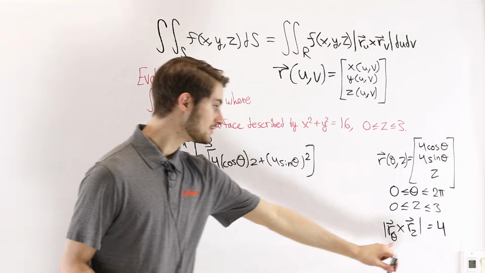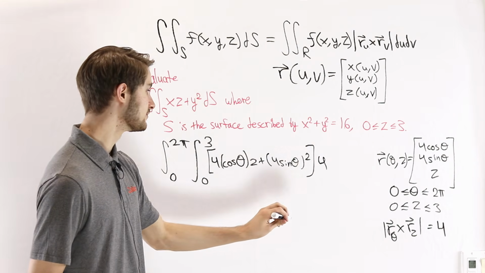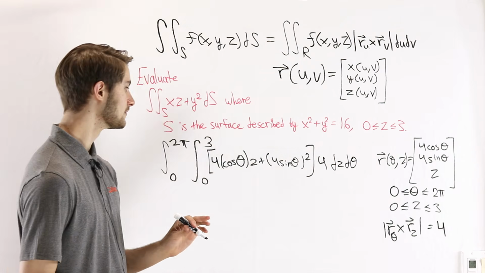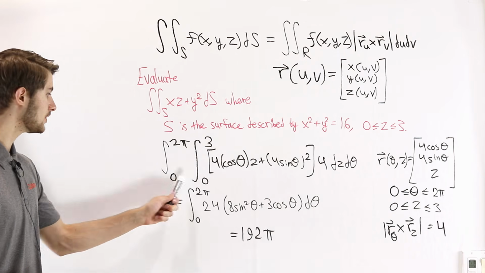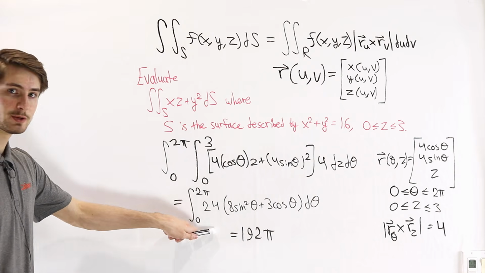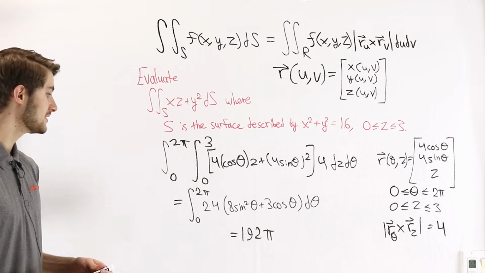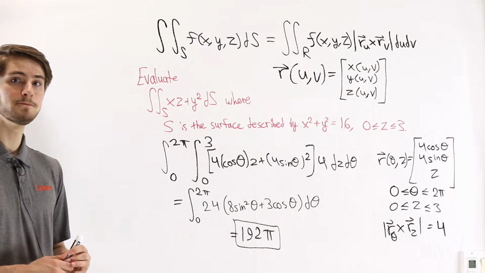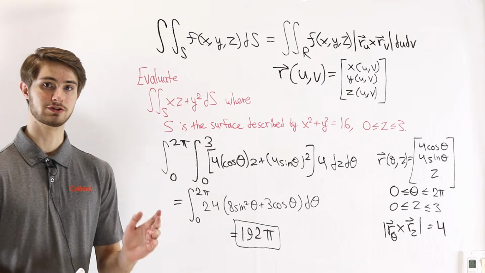We got that the magnitude of the cross product was equal to 4, so we're just going to multiply a 4 out here, dz d theta. Since we're focusing on surface integrals in this video, I'm not going to go through all the computations of this double integral, but I've written out one step in the process here, and I've written our final answer if we evaluate this integral, which is 192 times pi. So that's all we need to do to evaluate a surface integral in a scalar field.